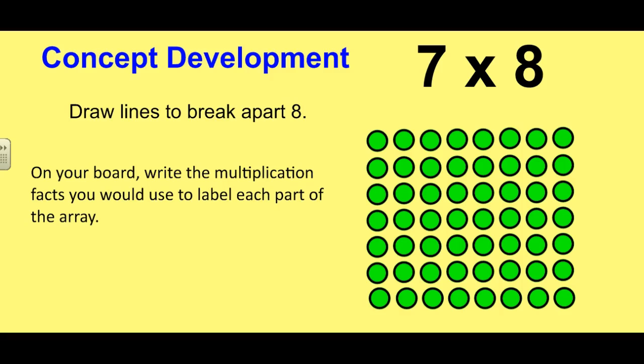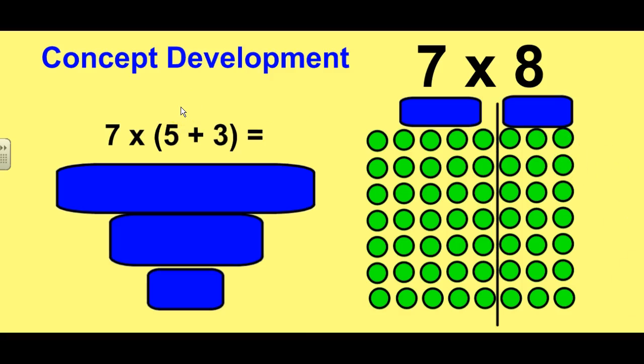So, draw a line in your array where I know that one part of the array there's going to be columns of 5. Do that now on your board. So this is where you should have drawn your line on your array. So now that we have our line where it needs to be, up above each part of the array now, I want you to write the multiplication equations that match that part of the array. Push pause to do that.